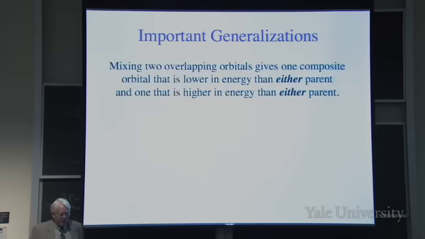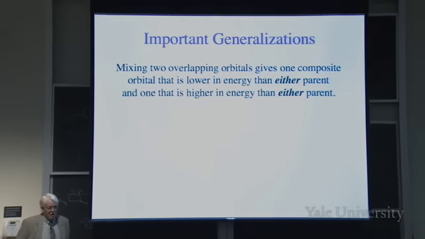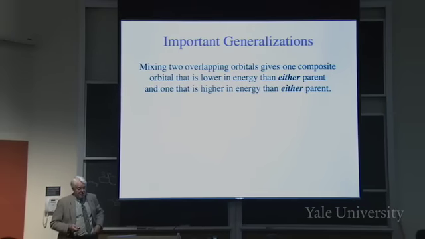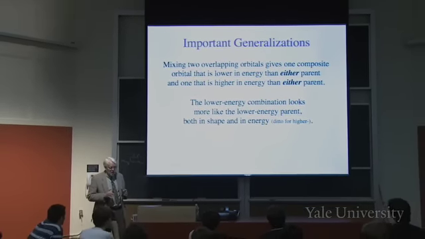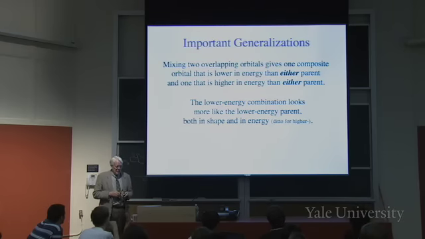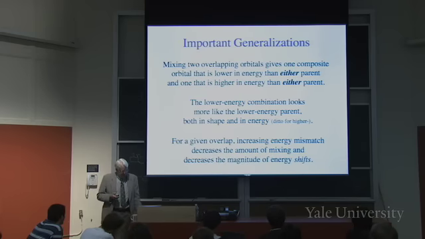Okay, so we can generalize from this. Mixing two overlapping orbitals gives one composite orbital that's lower in energy than either of the parents, and one that's higher in energy than either of the parents. Okay? The lower energy combination looks, that is, its shape, is most like the lower energy parent, and the same is true for energy, right? And the higher one looks like the higher parent. For a given overlap, increasing energy mismatch decreases the amount of mixing and decreases the magnitude of the energy shifts.